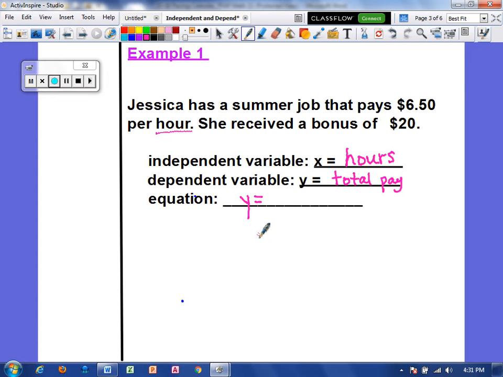So whenever we write an equation, we know we're going to have a coefficient and a variable. So the variable is x. The number multiplied by x would be the $6.50, $6.50 per hour. And I'm just going to put 6.5. So she gets $6.50 per hour, and she received a bonus of $20, so that would be plus 20.